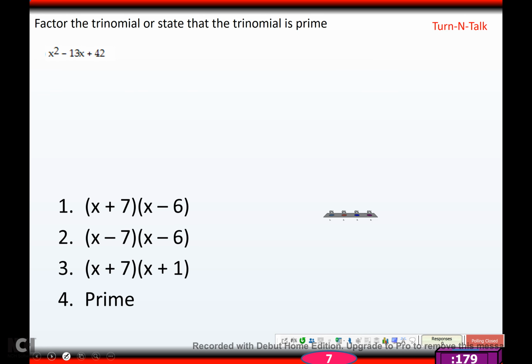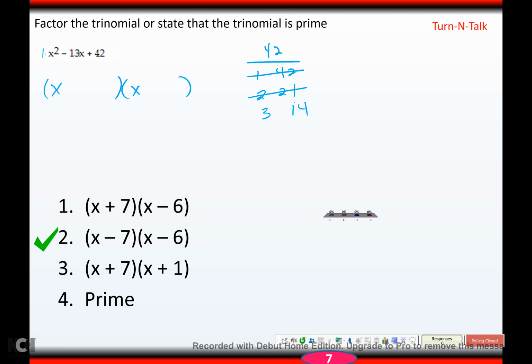And hopefully you got number 2. If you did not, let's look at it. A is 1, so it's going to be an easy factor, x and x. Factors of 42, 1 and 42 will not make 13. 2 and 21 will not make 13. 3 does not go in. Oh, 3 and, what is that, 14. That won't make 13.